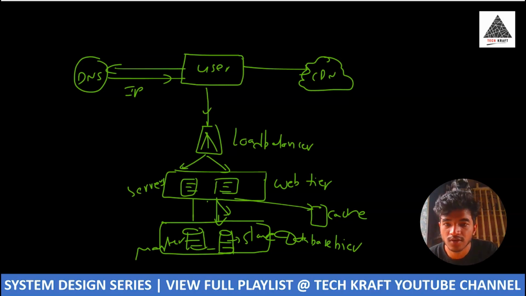So this is how things work. The user takes the help of DNS and CDN to get the content. First take the help of DNS for the IP address, and the IP address passes to the load balancer. The load balancer will distribute the request to the web tier. The web tier contains servers, and the server will pass the request to the databases. Let's think of the first one as the master database, and this is the slave database. And the request goes on.